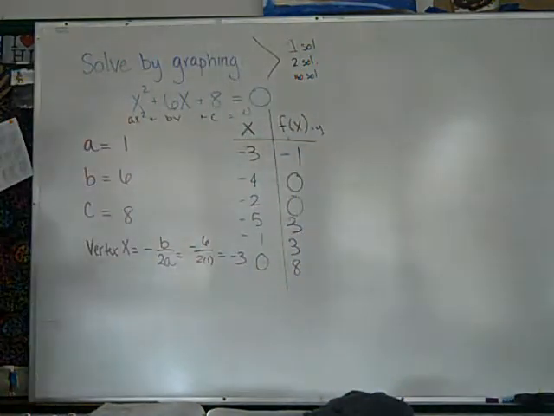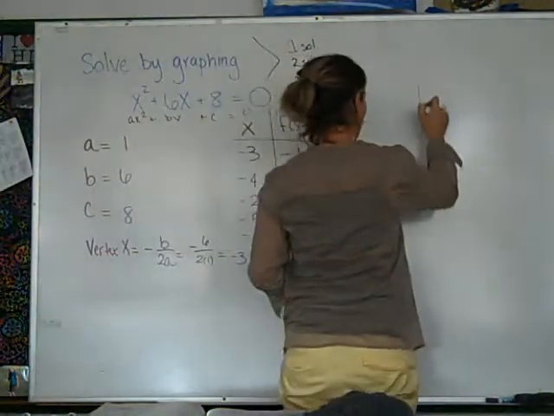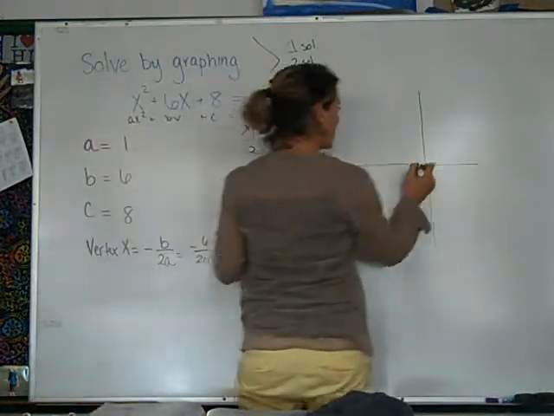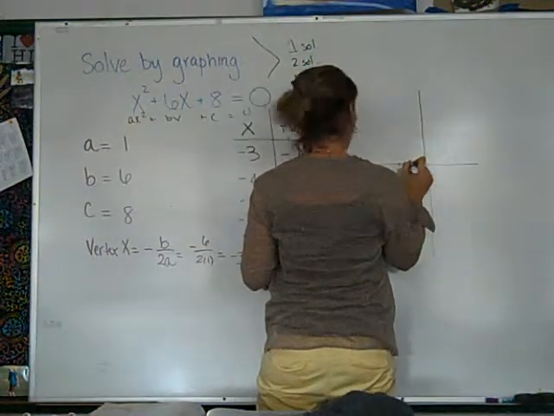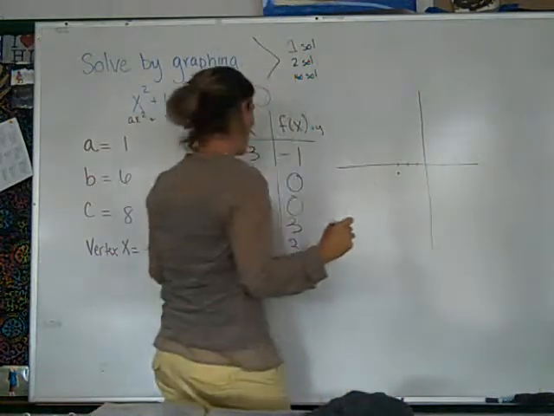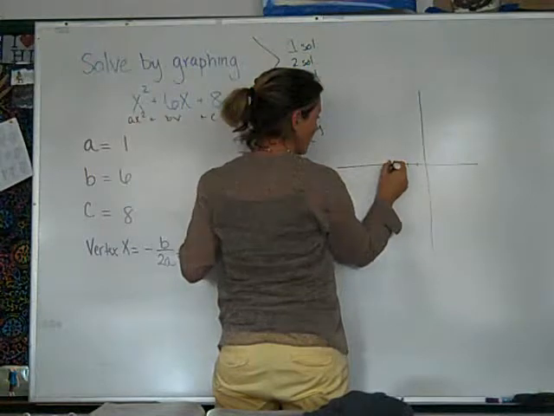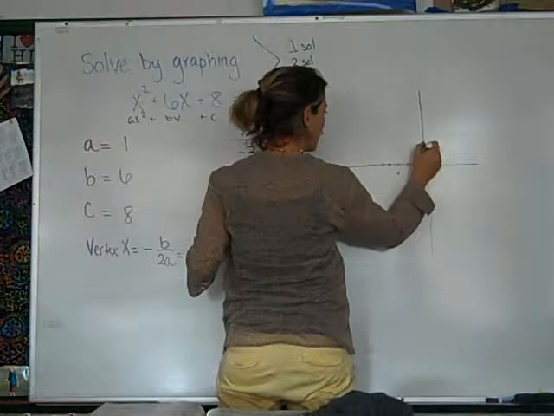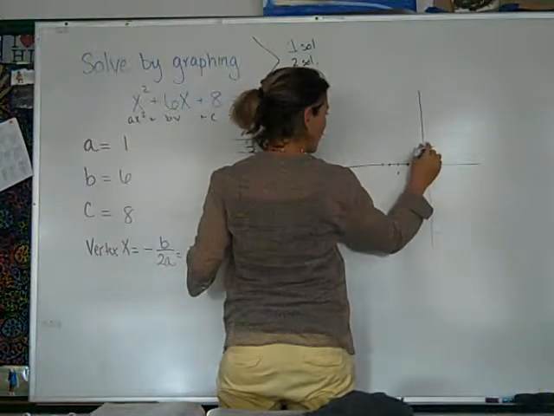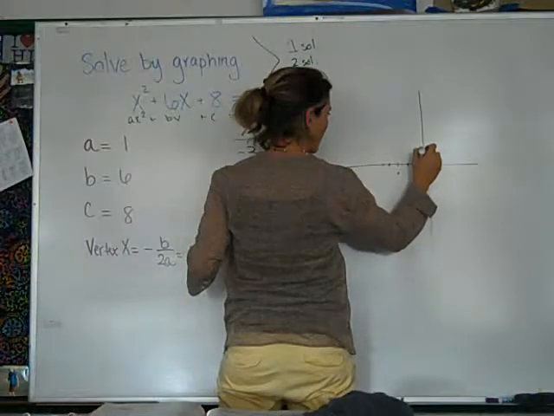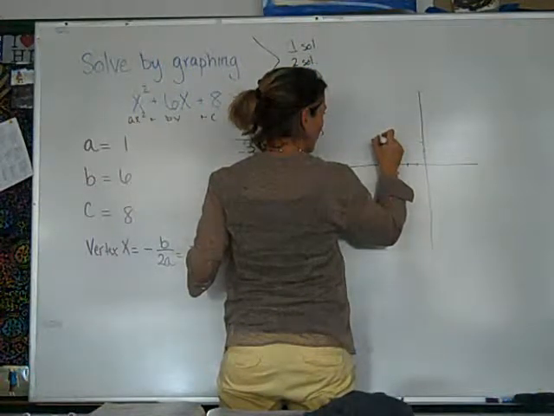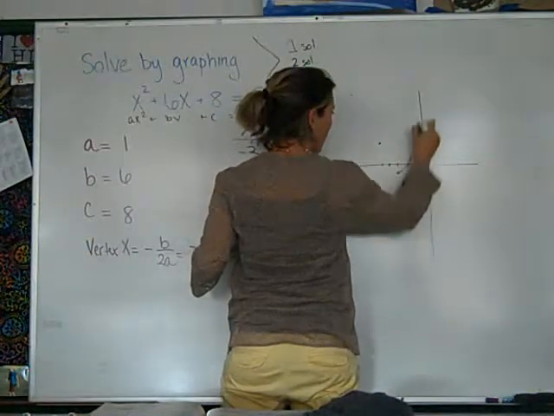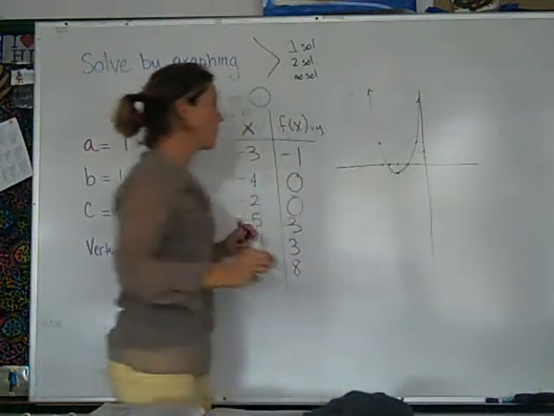Given this information now, I can set my graph. Graph your vertex first: negative 3, negative 1. Then negative 4, 0, negative 2, 0, negative 5, 3, and negative 1, 3. And we can draw in our graph.